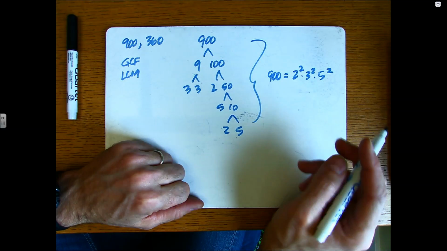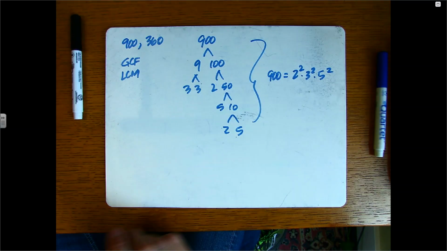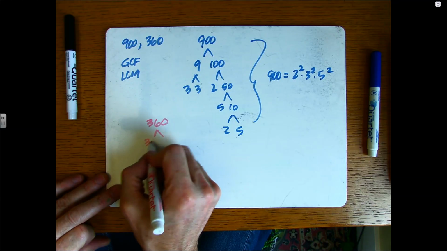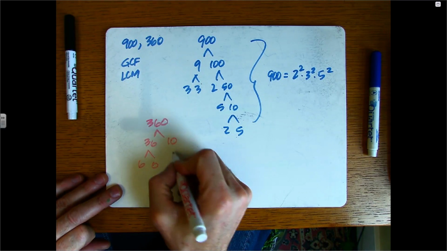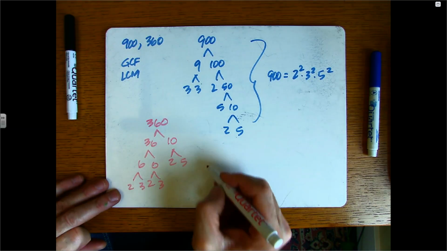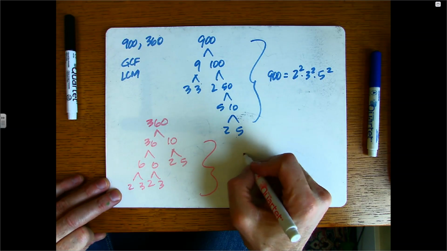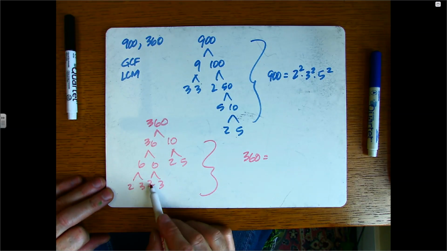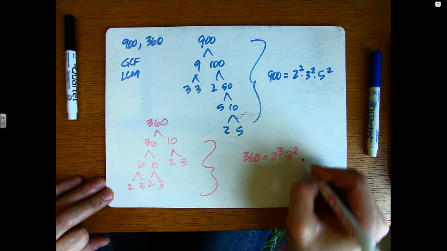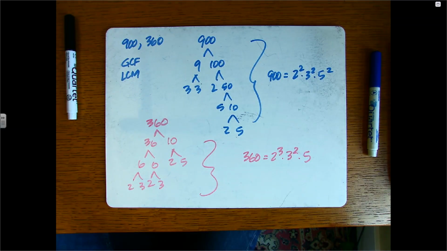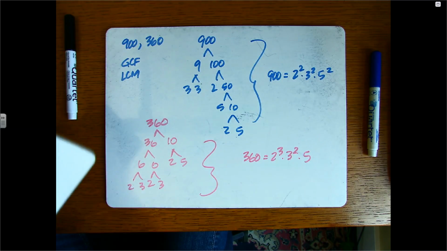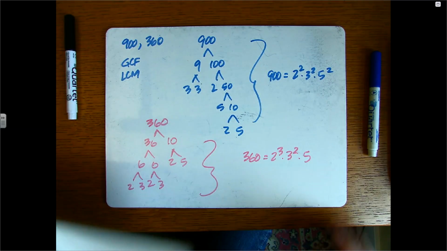How does 360 look? Let's do that in red. Try to get it on the same page. 360 is 36 and 10, 6 and 6, 2 and 5, 2 and 3, 2 and 3. So that means that 360 can be written as 3 2s times 2 3s times a 5. Okay. Probably the easiest question to ask first is the greatest common factor. So let me write these out.